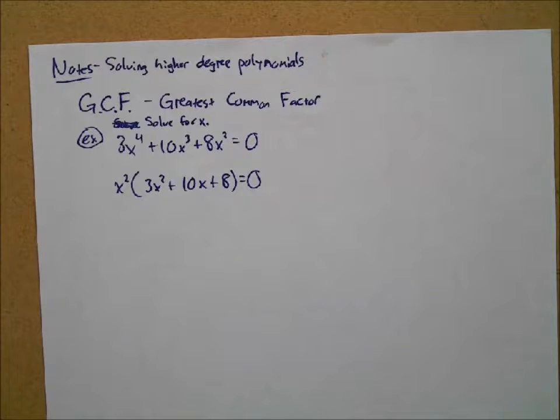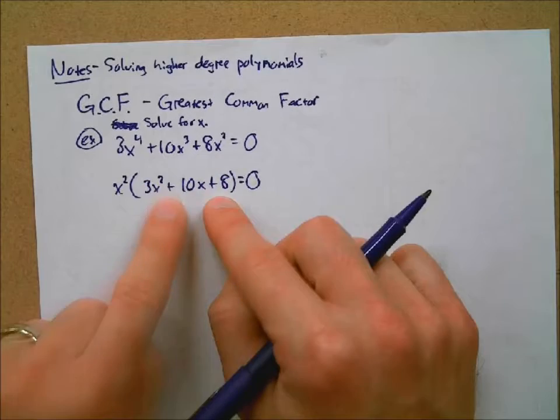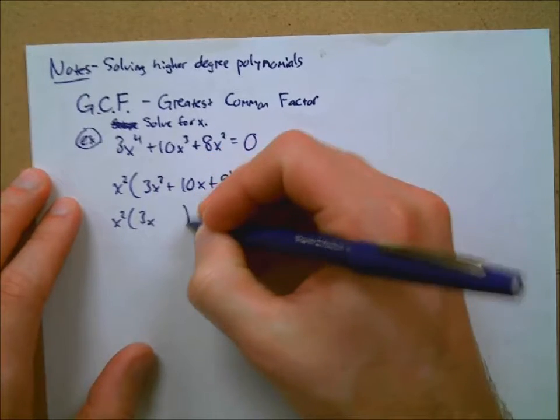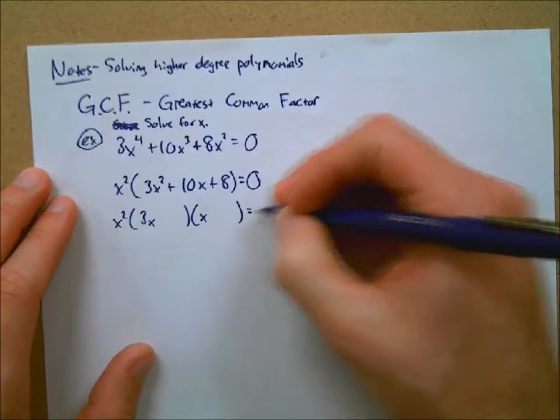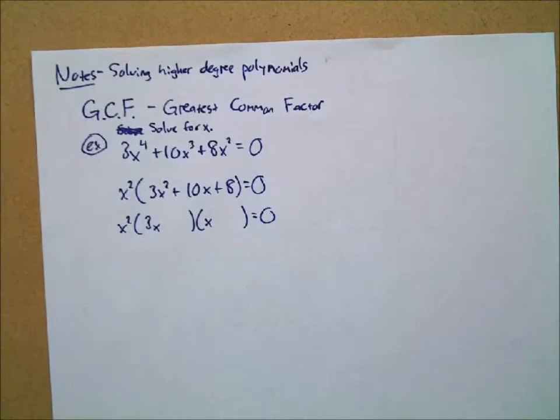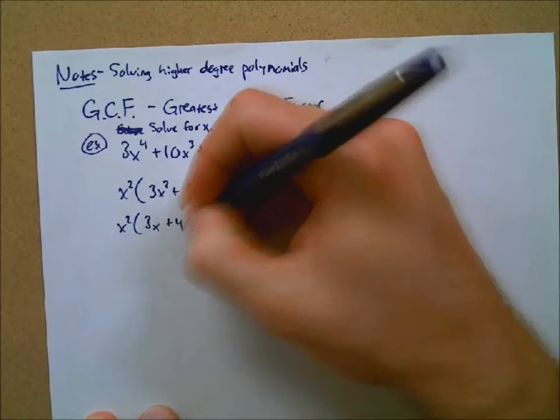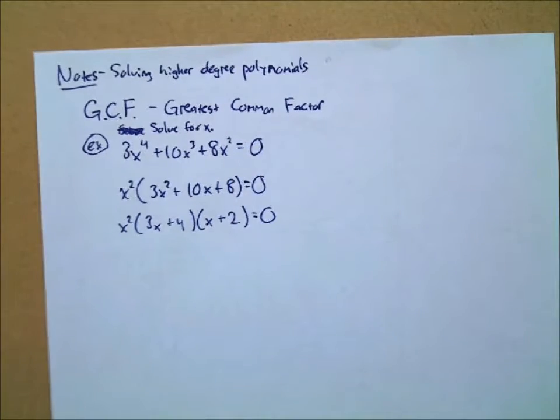We can then just continue to factor this. I think this does factor actually, so I'm not going to use the quadratic formula here, because I know ahead of time. All right, so let's see here. If I do 4 here and 2 here, I think that'll make it work.